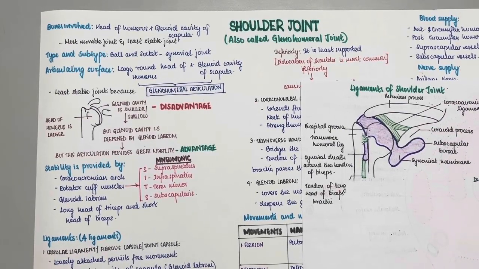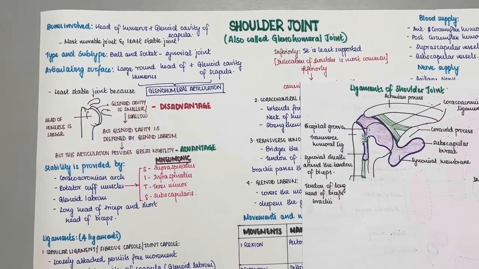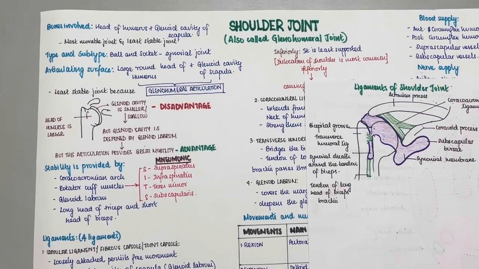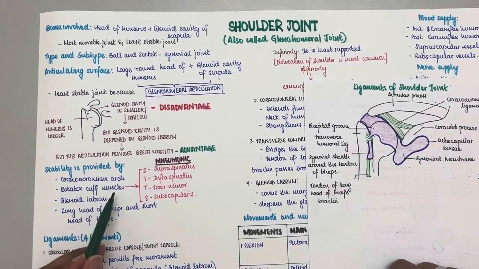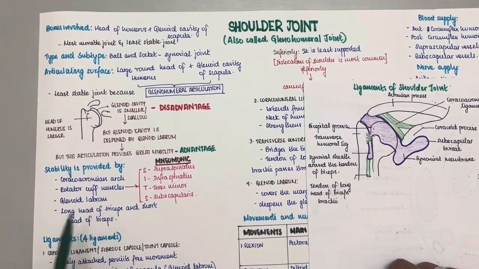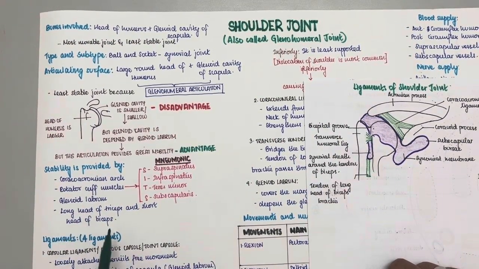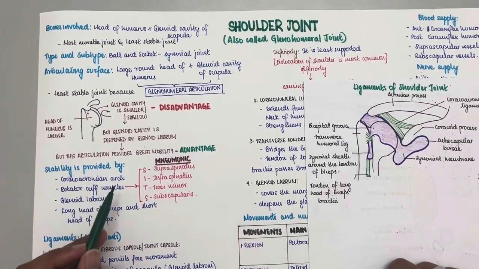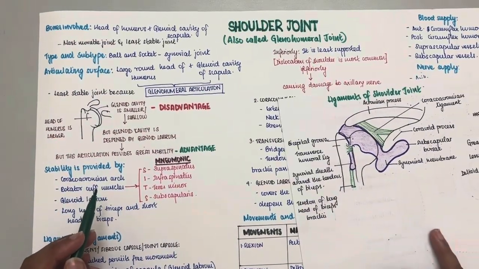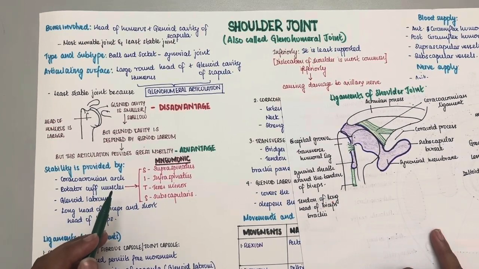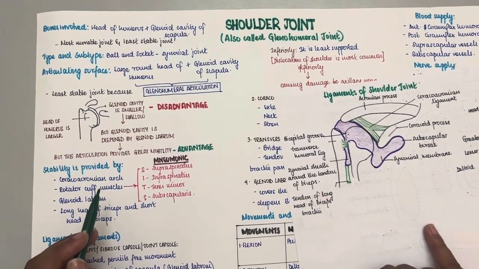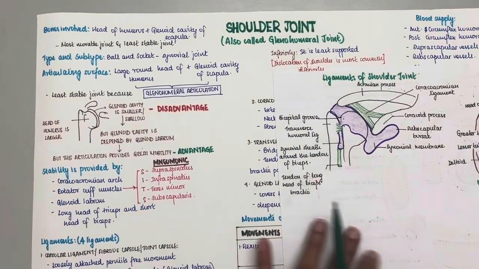Whenever a structure is low in stability, it has inbuilt structures to build up its stability and make it stronger. So there are four structures that provide stability to the shoulder joint. One is the coracoacromial arch, then the rotator cuff muscles, glenoid labrum, and long head of triceps and short head of biceps. The coracoacromial arch is contributed by three structures, that is coracoid process, coracoacromial ligament, and acromion process of scapula. Let's see this with a picture.